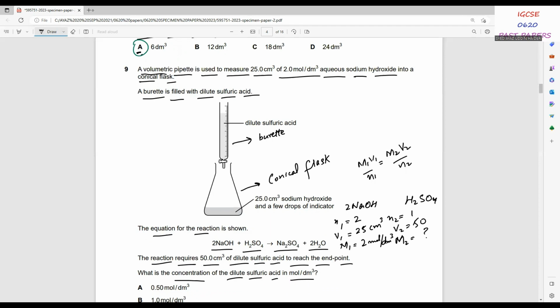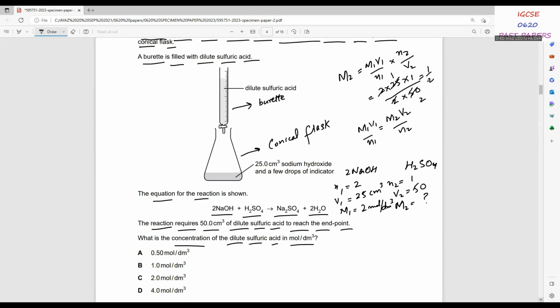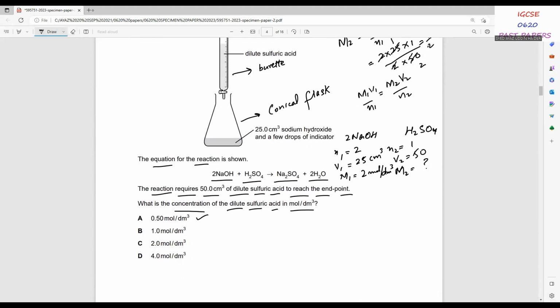So if you rearrange the equation, you will get M2 is equal to M1 V1 by n1 multiplied by n2 by V2. So M1 will be 2 moles, volume 25, n2 will be 1, n1 will be 2, V2 will be 50. So 2 will be cancelled out. 25 one times, 50 two times. So 1 by 2, which is equal to 0.5 mole per dm cube. This will be the correct answer for this question.